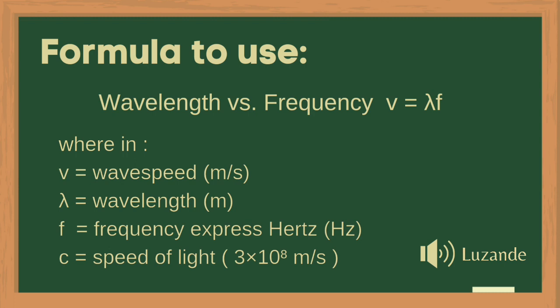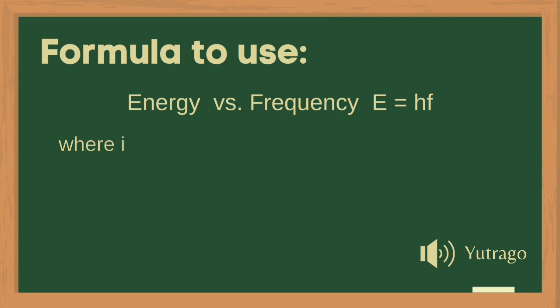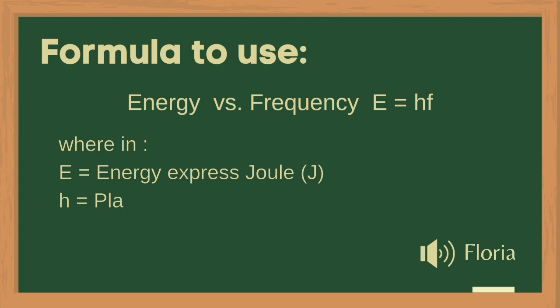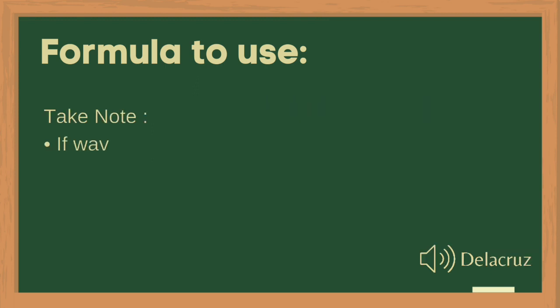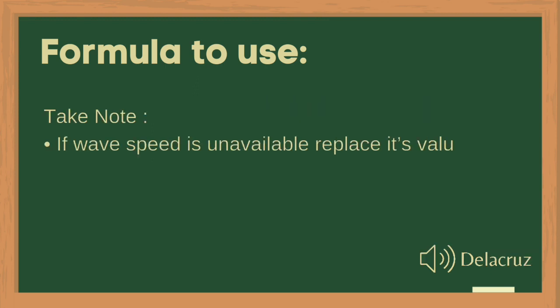Speed of light is symbolized by a small letter c and is expressed as 3 times 10 raised to the power of 8 meters per second. Energy is equal to Planck's constant times frequency, wherein energy is symbolized by a capital letter E and expressed in joules. Planck's constant is symbolized by a small letter h and is expressed as 6.63 times 10 raised to the power of negative 34 joule-seconds. If wave speed is unavailable, replace its value by the speed of light.